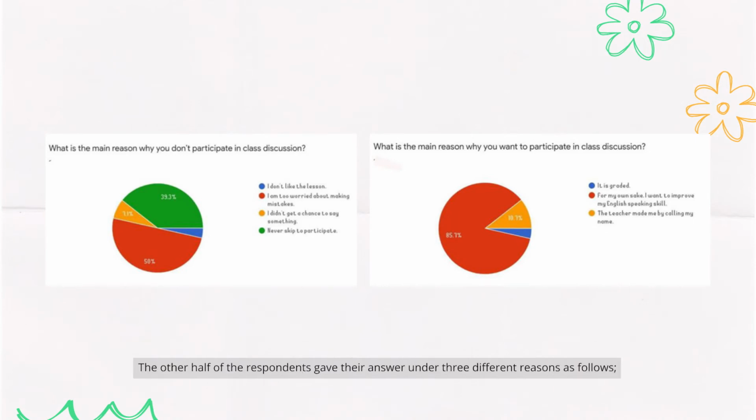The other half of the respondents gave their answers under 3 different reasons as follows. 7.1% said they did not get a chance to participate. 3.6%, or one respondent, said that she or he did not like the lesson, and 39.3% said that they never skipped participating.